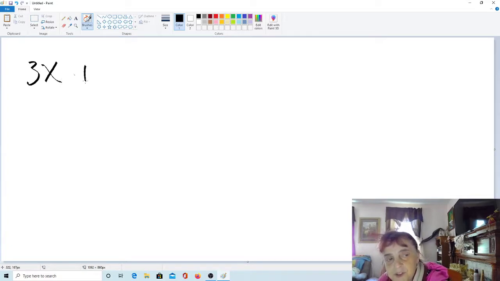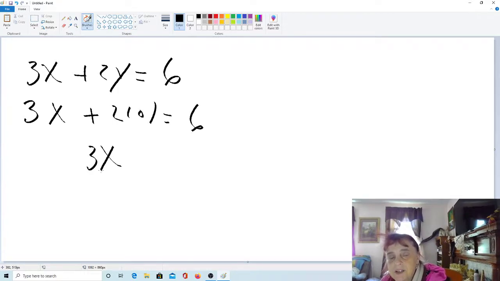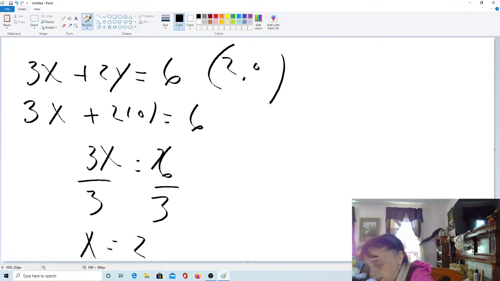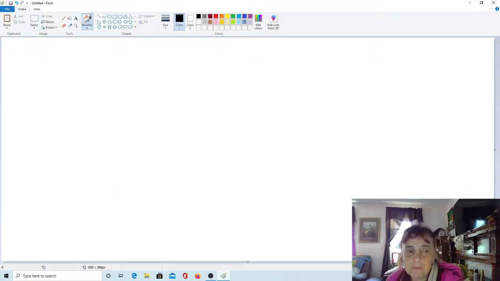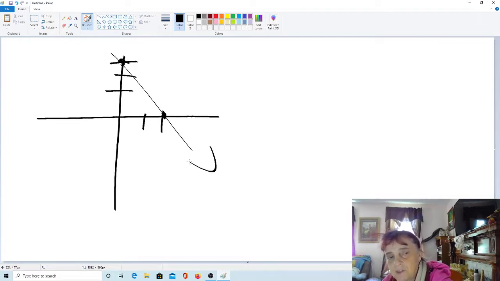And 3x plus 2y equals 6. Let y equal 0, solve for x. 3x plus 2 times 0 equals 6. 3x equals 6. x equals 2. So you have a point (2, 0). Now you have two points, (0, 3) and (2, 0), and you connect your points, you have your line.